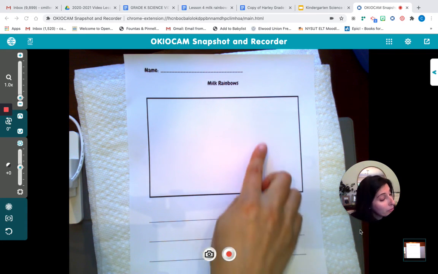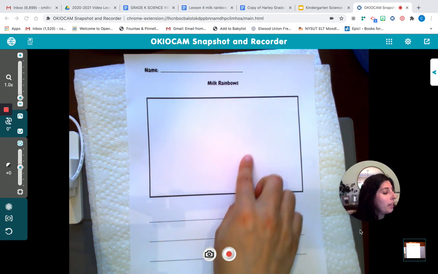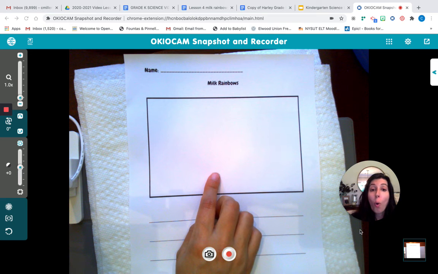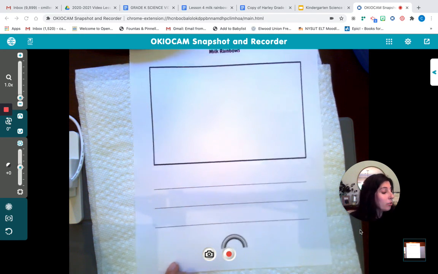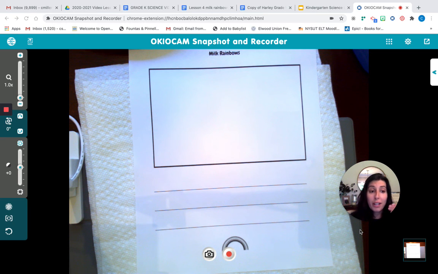Then I want you to draw a picture of what happened when we added the dish liquid to our milk with food coloring. Draw a picture to show that. So you're going to need either markers or crayons to draw your picture. And then, using words, you're going to describe what happened. So just what you had told your partner, you're going to write here.